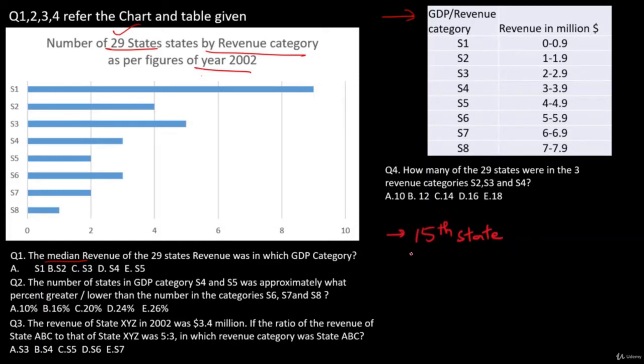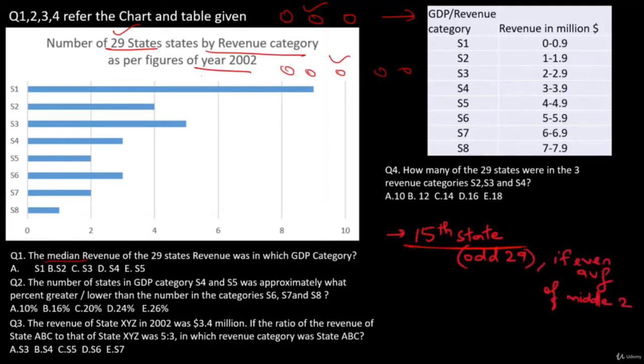Remember, why is it the 15th one? Because you have 29 states over here. So the 15th state would be the middle value, right? If you had 3 states, then the second one is the middle value, right? If you had 5 states, then the third one would be the middle value. Similarly, over here, because you have 29 states, the 15th state is the middle value. All right. Now, if you had an even number of states, then you would have to take the average of the 2 middle value states to find the median, right? All right, but that's not the case over here.